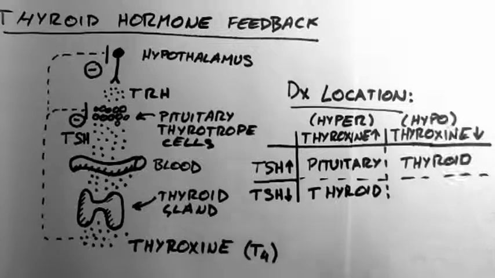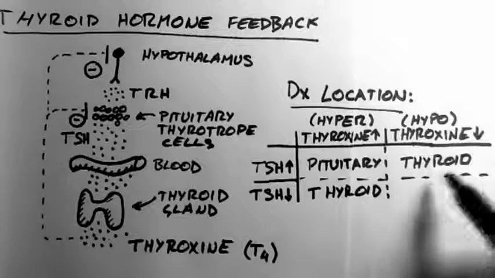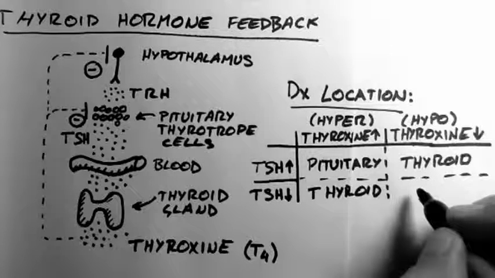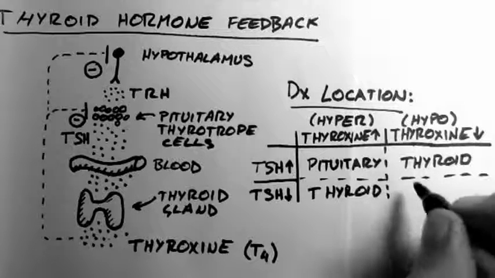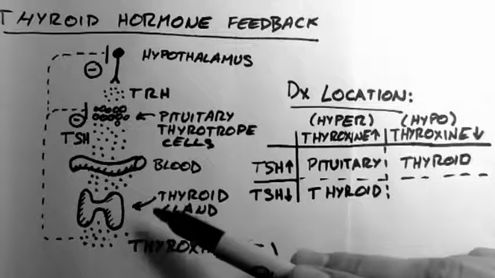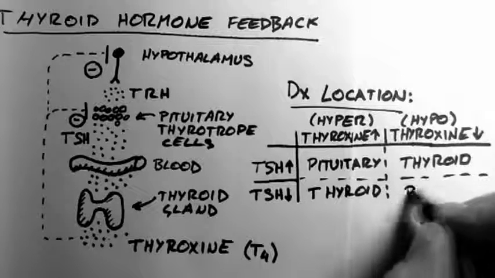And if thyroxine is low and TSH is low, because TSH should be high when thyroxine is low, then the problem must be in the pituitary, as the pituitary is not responding to the feedback action of thyroxine.